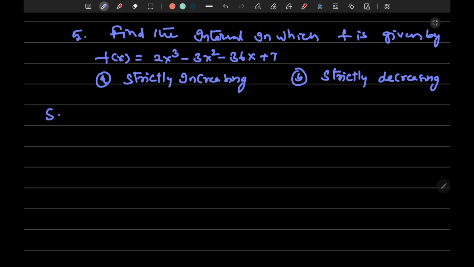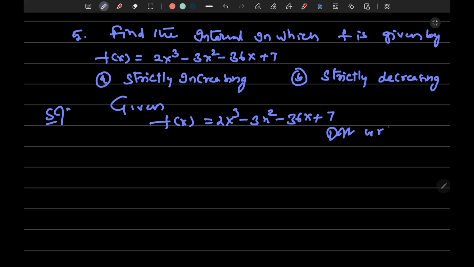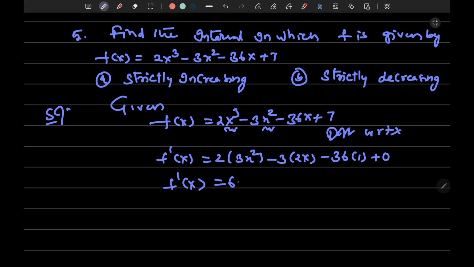Okay. So solution, f of x is given. What is f of x? f of x equals 2x cube minus 3x square minus 36x plus 7. Differentiate with respect to x. f dash of x equals 2 times the derivative of x cube, minus 3 times the derivative of x square, 2x, minus 36 into 1, plus 7 derivative 0. So f dash of x equals 6x square minus 6x minus 36.